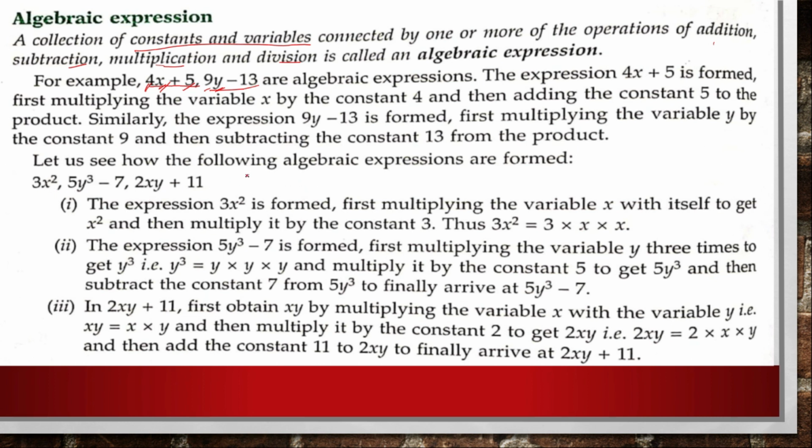The first one is 3x square. The expression 3x square is formed as follows. First we multiply the variable x with itself to get x square, that means x into x, and then we multiply x square with the constant 3 to get 3x square. In the same way we form the algebraic expressions 5y cube minus 7 and 2xy plus 7.